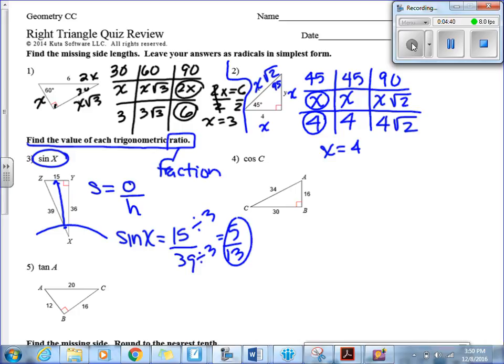You can leave it right there unless it says give it as a decimal, and remember we want that to the nearest 10,000th decimal place. That's 4 decimal places to the right of the decimal point.